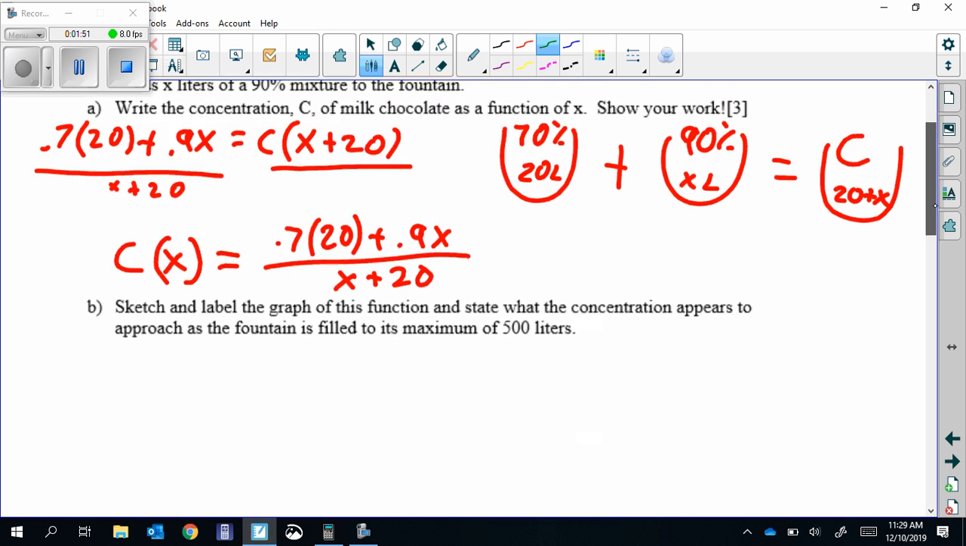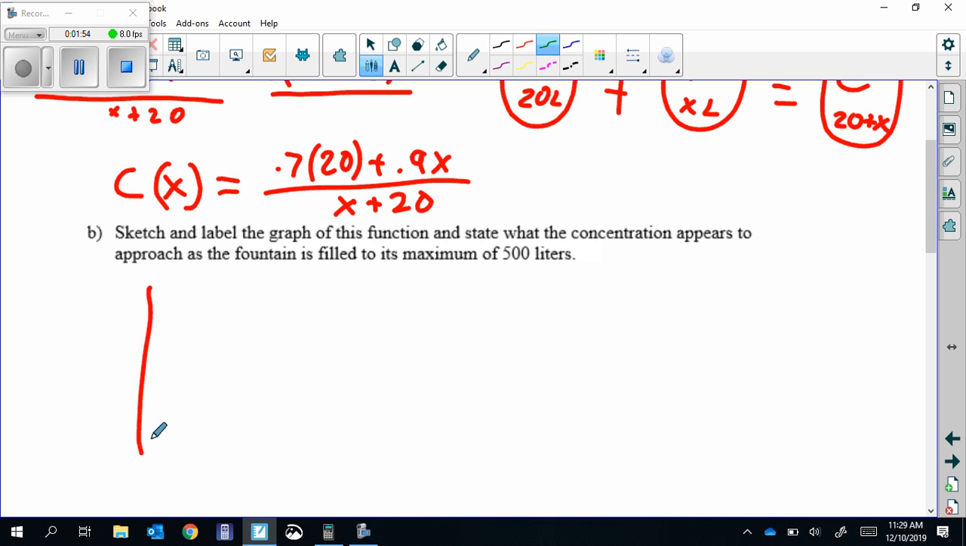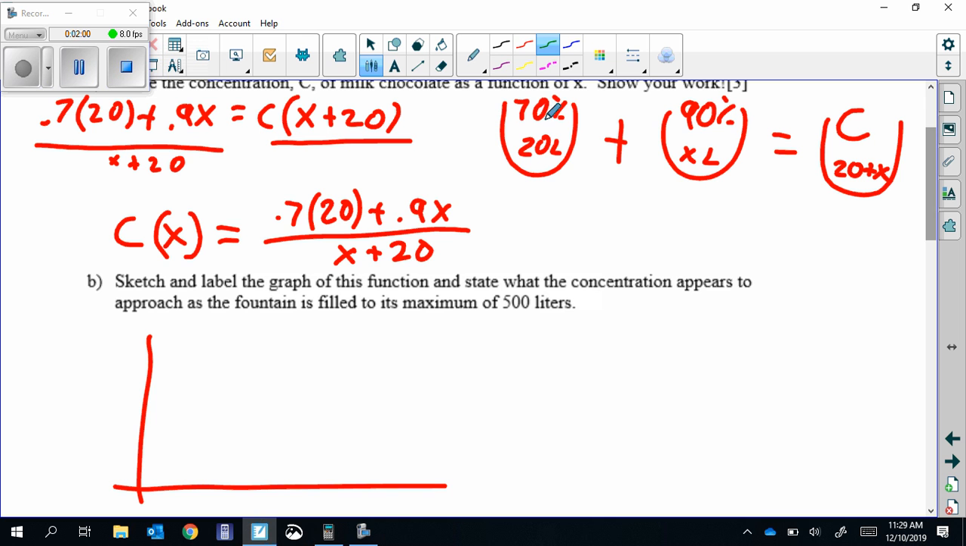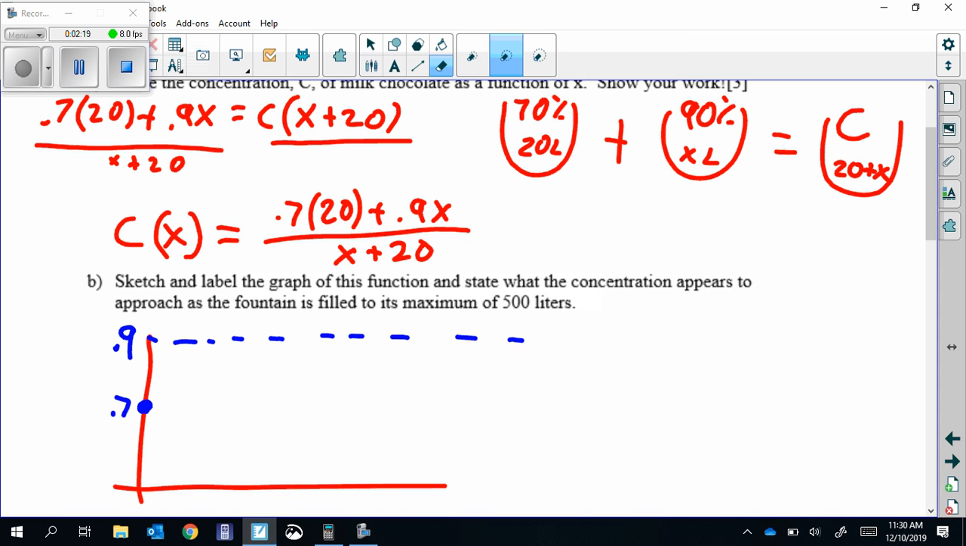We will use our calculator, but first we're just going to sketch a graph of what we know about this. Before he does anything, it's already at 70% because that's the stuff that's in there. It's got 70% mixture inside already. And then we're going to label the 0.9, or 90%. That's going to be an asymptote. And the graph we know is going to start here and get closer to the asymptote.